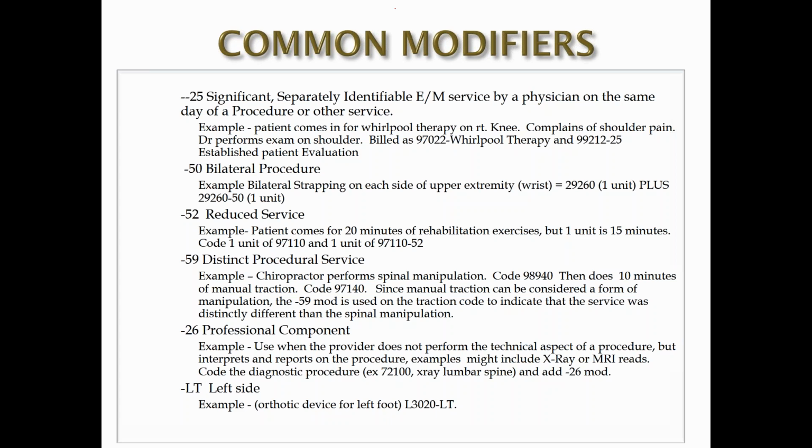Bilateral procedure is if a patient has a procedure on 2 sides of the body. So, for example, they had both of their wrists strapped. They fell, and when they fell, they placed both their hands down, and as a result, they strained both of their wrists. And so the doctor tapes up their wrists and bills for that strapping code, and oh, by the way, we did it on both, a bilateral procedure.